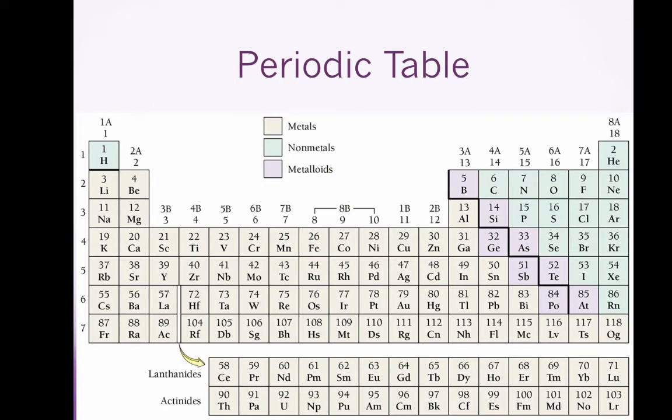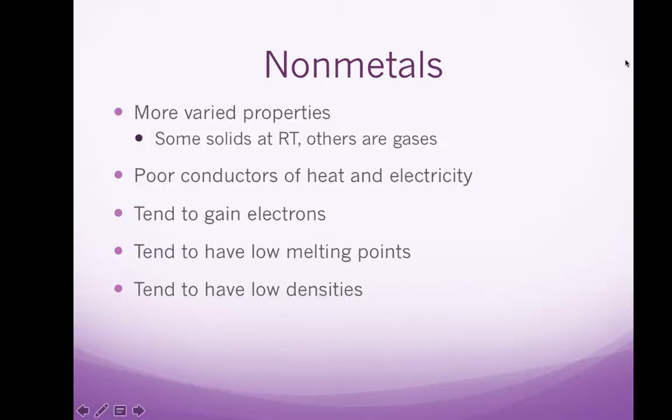And now let's talk about nonmetals. Again, these are these green elements on the right of the periodic table. These have much more varied properties. Some are solid at room temperature, others are gases, and there's a couple liquids too. They tend to be very poor conductors of heat and electricity. They tend to gain electrons. They tend to have low melting points, and they also tend to have low densities.